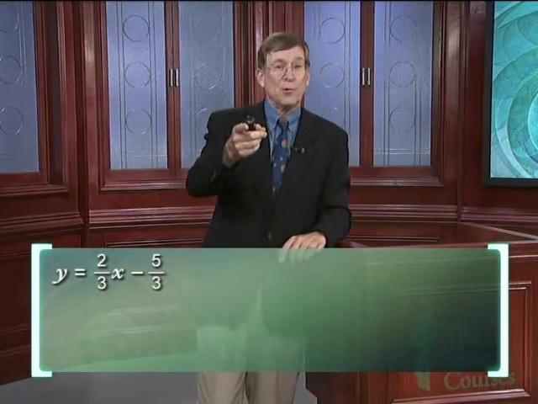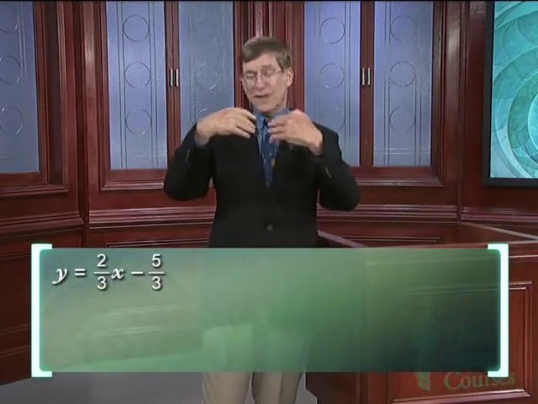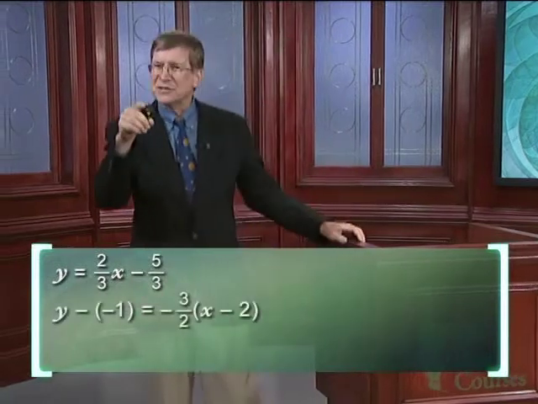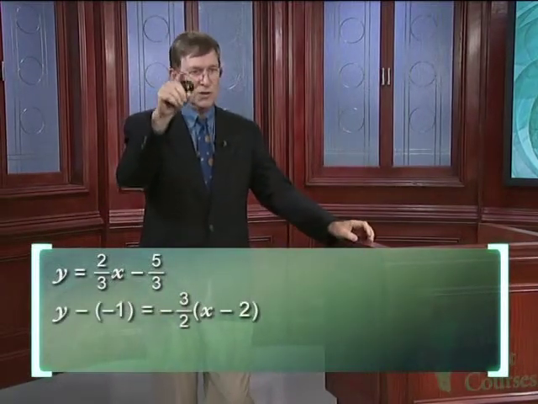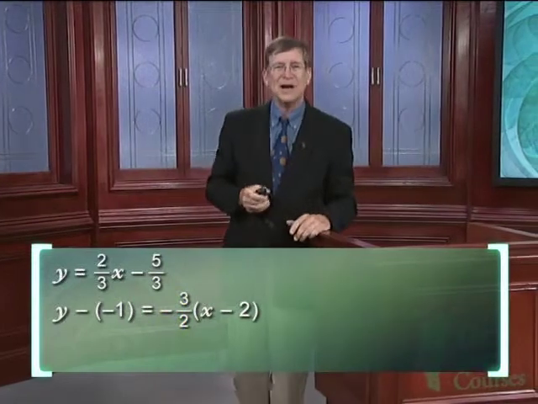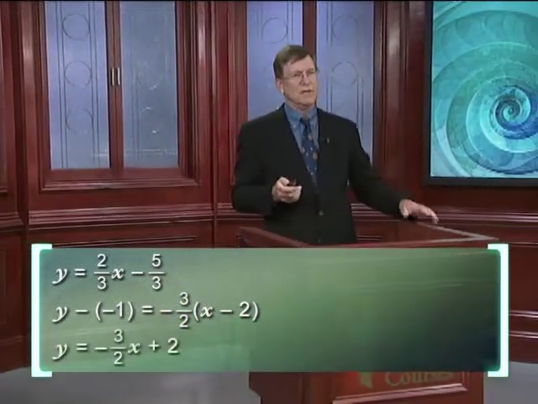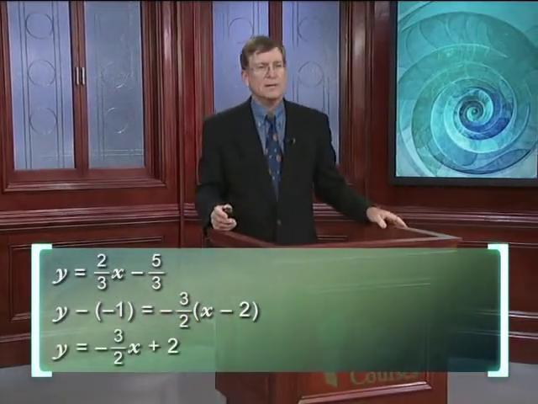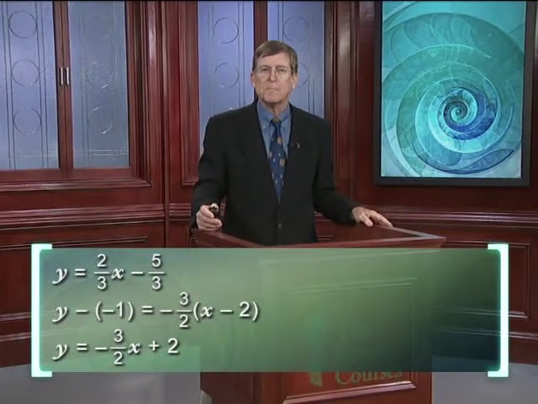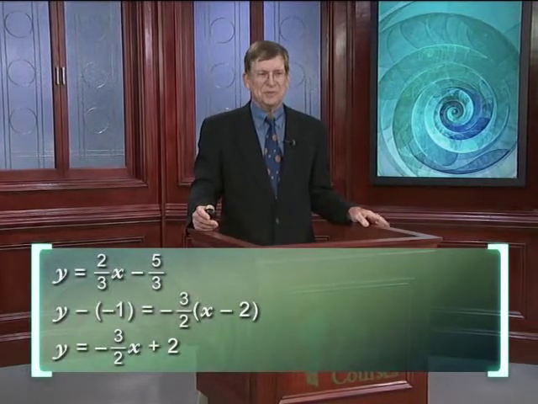And it passes through the point (2, -1), so we use that same formula. y minus (-1) equals our new slope, minus 3/2, times (x minus 2), and then we simplify and we have our answer. Well, let's look at a picture of all this.